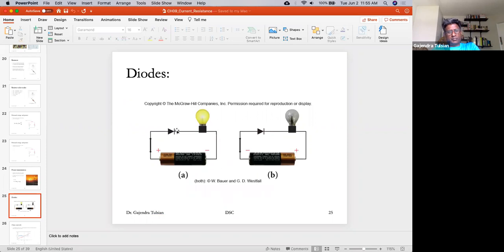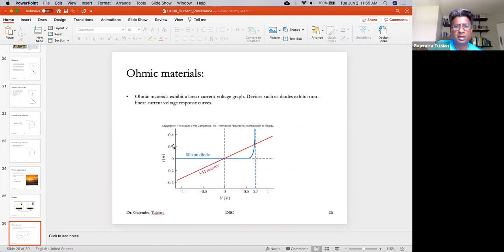Now, if you didn't have the diode and you just had this thing, that was essentially a pure resistance. And if you increase the voltage, the current through it would increase proportionally. So if you just had this bulb, here would be the current voltage response. You increase the voltage, the current in the bulb would linearly increase. Those materials are called ohmic materials. When the current is proportional to the voltage, those are called ohmic materials.